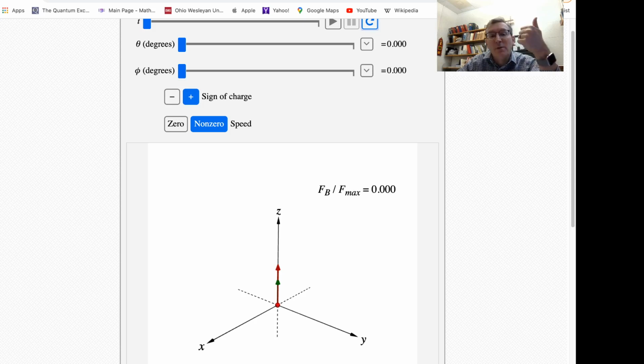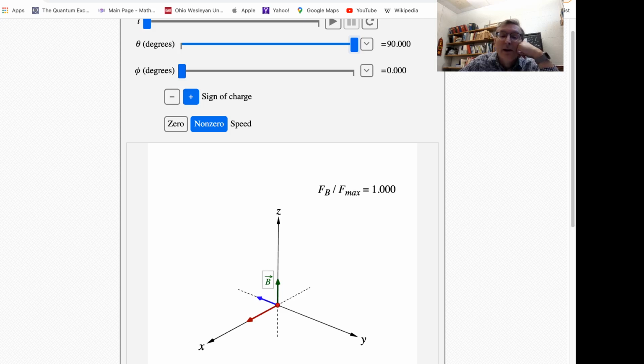So I have to have a charged particle, and it has to be moving, but apparently the direction in which it's moving matters. So with these other sliders labeled theta and phi, which are both angles in degrees, I can change the direction of the initial velocity. Let me slide the theta to 90 degrees. Now look at what happened. Now I see the red arrow is along plus x. That's the velocity. The magnetic field the particle is in is still along plus z.